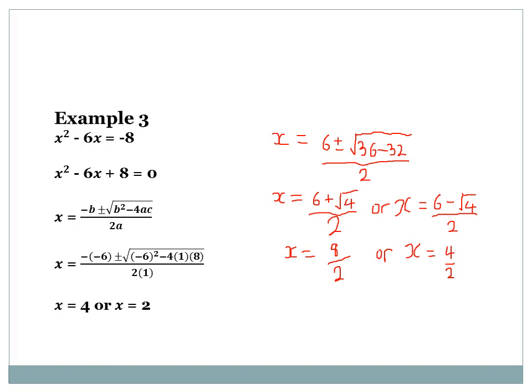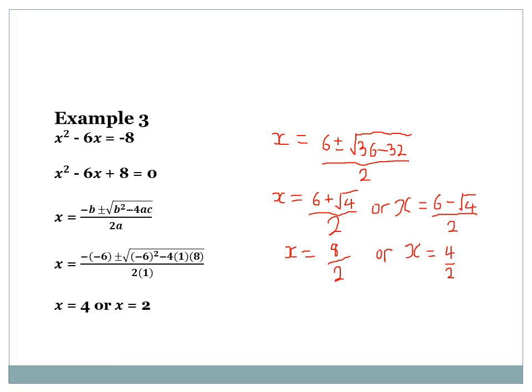Now the values of a, b, and c are: a is the coefficient of x squared, which is 1. B is the coefficient of x, which is negative 6. And c is the number 8. So now we can put the values of a, b, and c in the formula.